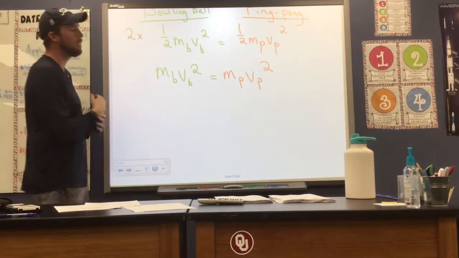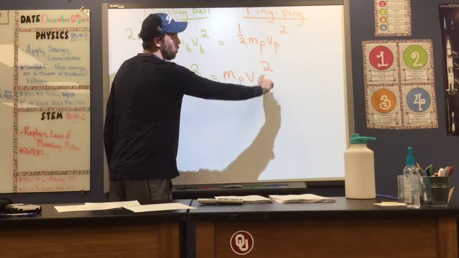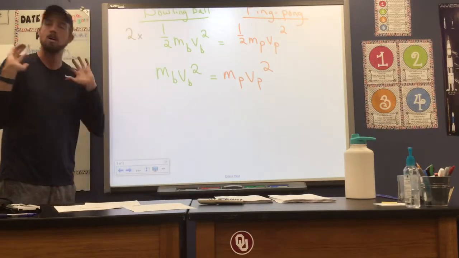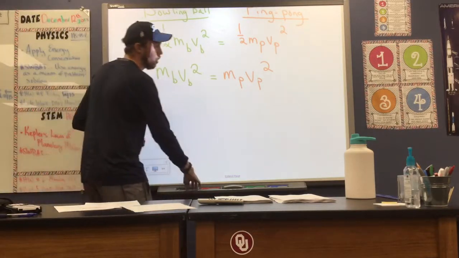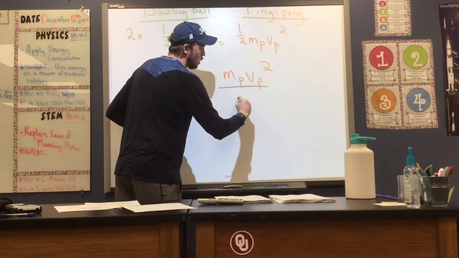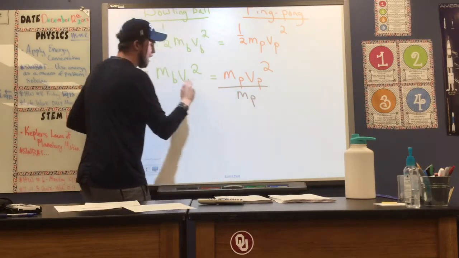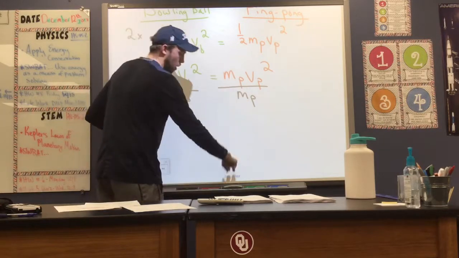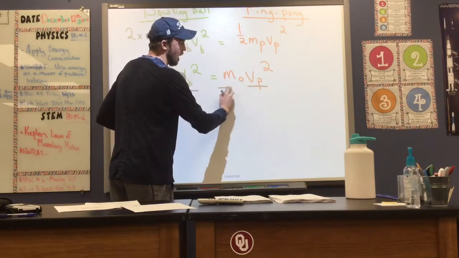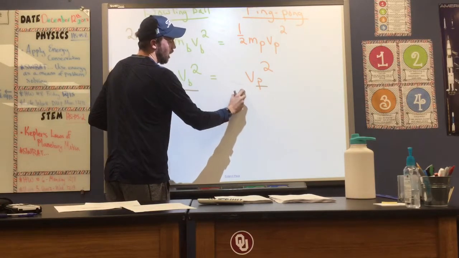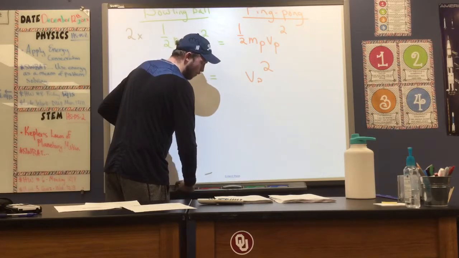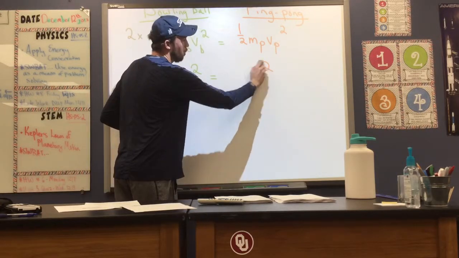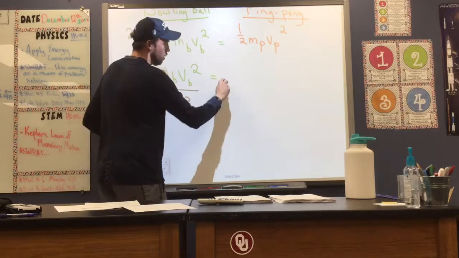So really, all we need to do is find an equation where we can get the velocity of that ping pong ball by itself. So what I would do is divide the right-hand side of my equation by the mass of the ping pong ball. This value on the right-hand side will thus cancel out. And then all I'll be left with, I'll rewrite this just so it looks a little bit cleaner.